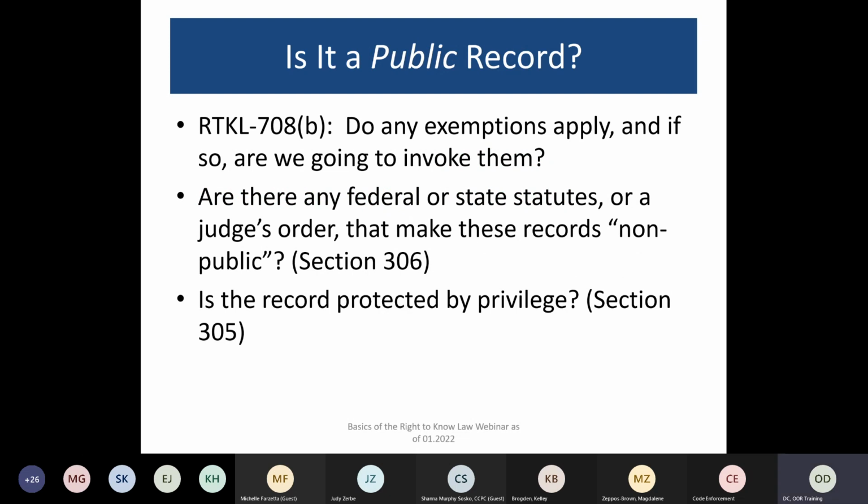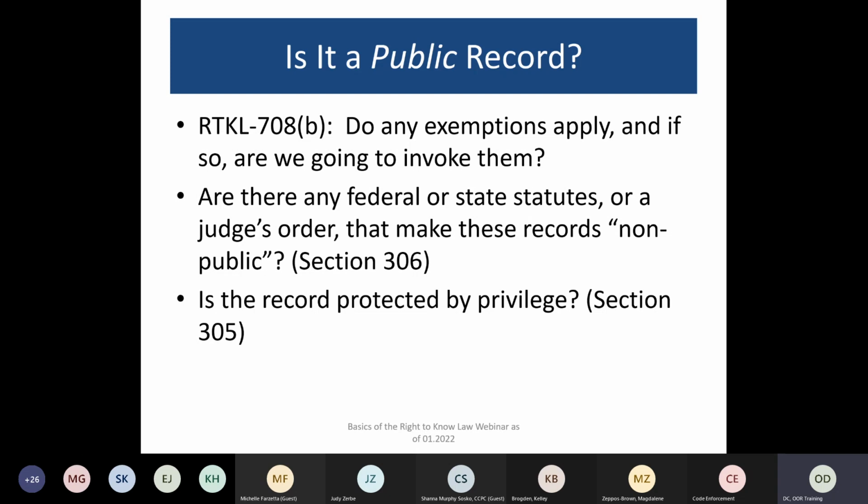Okay, so we've made it over the first hurdle. Now we need to come up on the second hurdle and answer the question, is it a public record? Notice the distinction. First one, is it a record? Second one, is it a public record? But we've got a couple hoops that we have to get through before we can even jump over the hurdle.